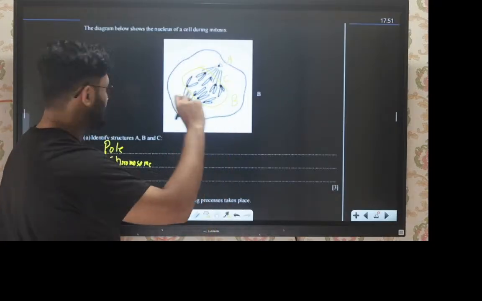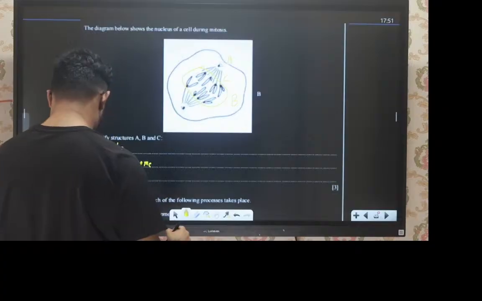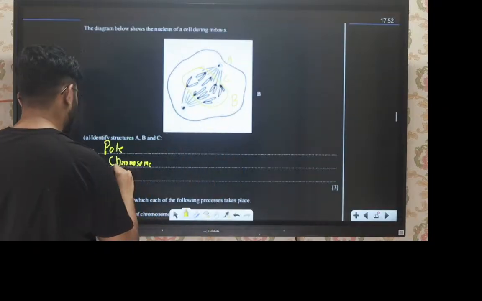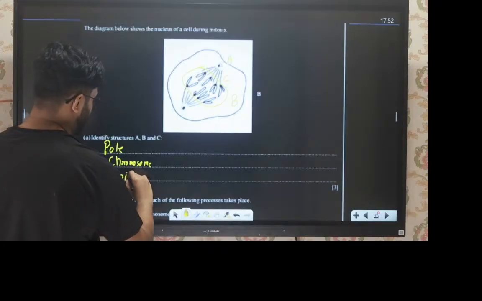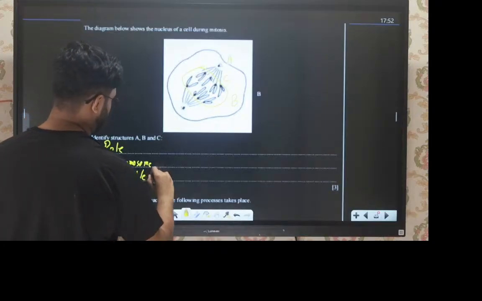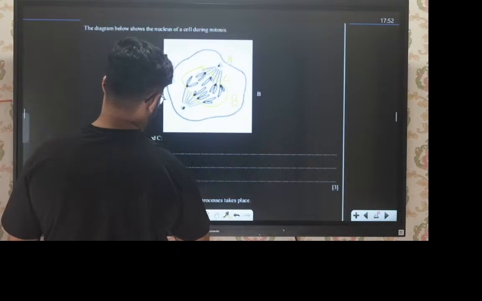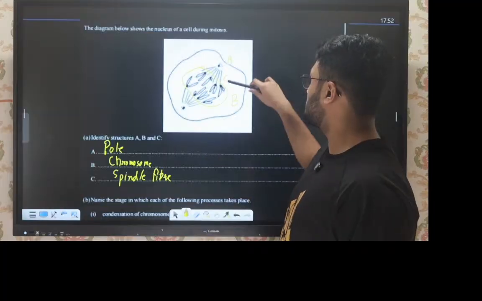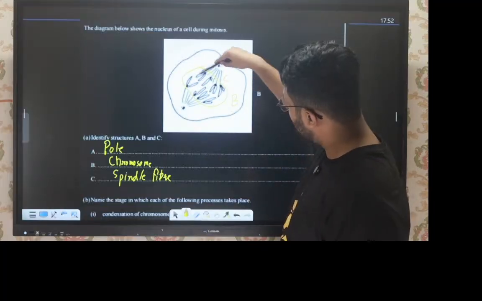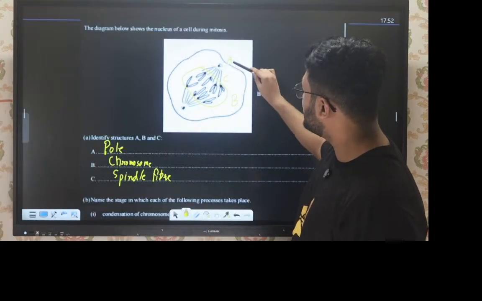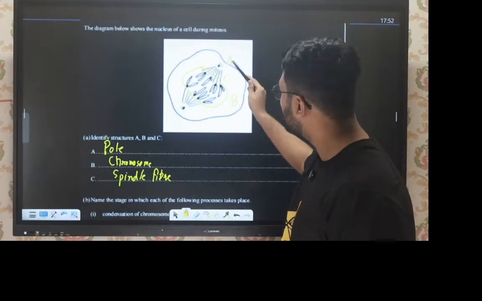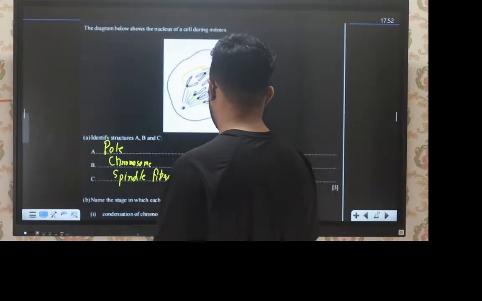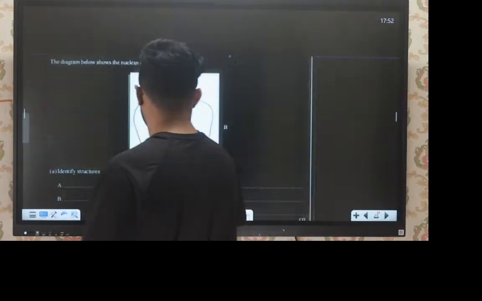This whole thing is a cell, alright guys? And then what is this? This is the spindle fiber. So C is spindle fiber. Okay, students, so this whole thing is a cell. These are the chromosomes, these are the poles, and these are the spindle fibers. Okay, let's erase.